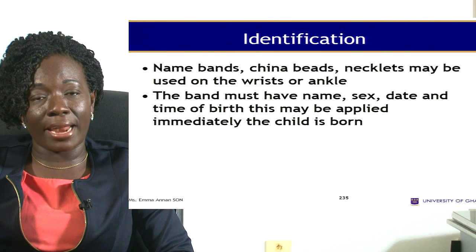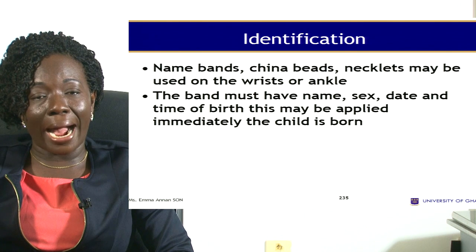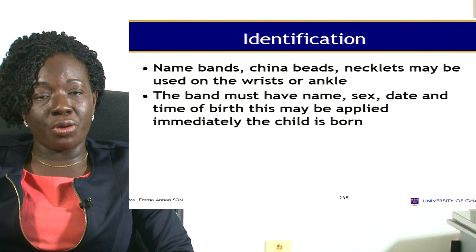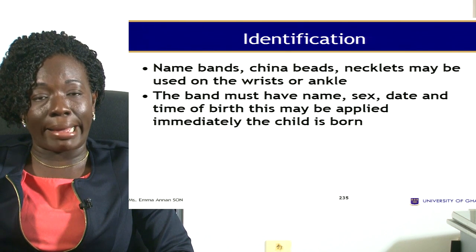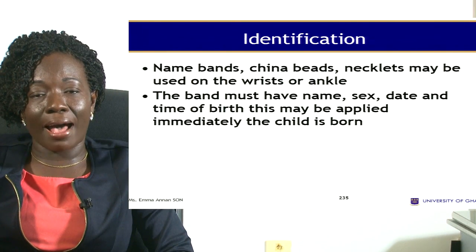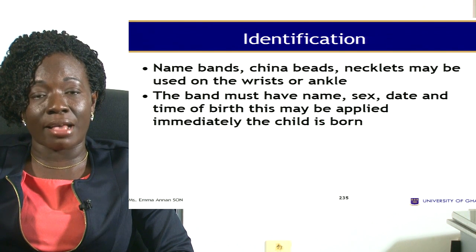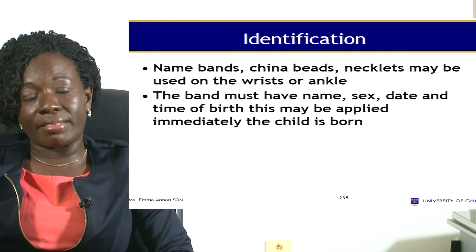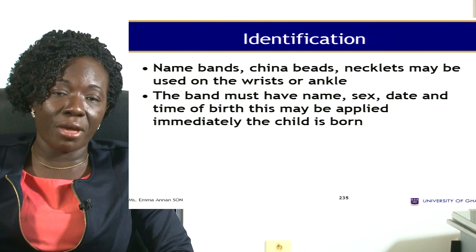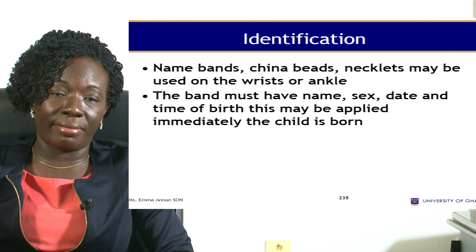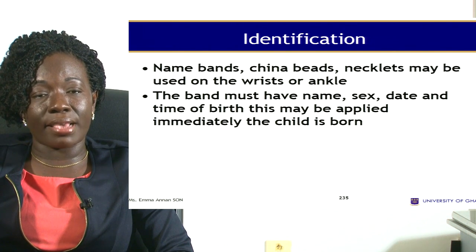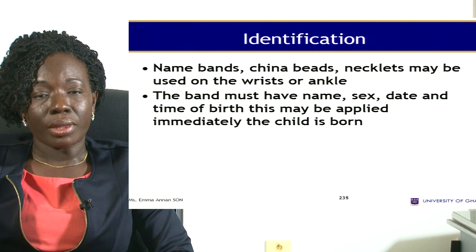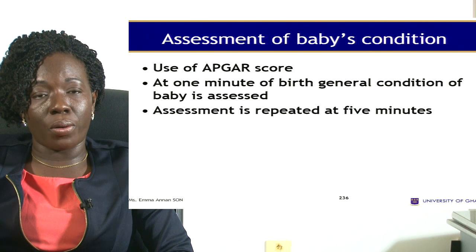Identification. You need to identify the child using name bands. You can use a China bead necklace, which may also be used on the wrist or ankle. The band must have the name and the sex, especially the sex. Those who are looking for male children may actually say that you have exchanged their child for a female child if the sex is not there. The date and the time of delivery may also be applied immediately the child is born.